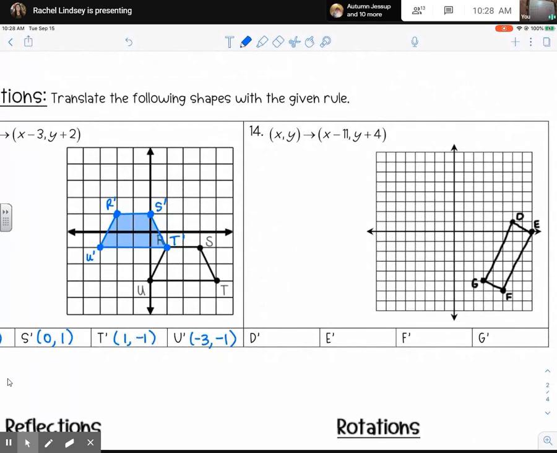Okay, now on number 14, we're going left 11, up 4. Again, you can write out the coordinates, find D, E, G, and F.